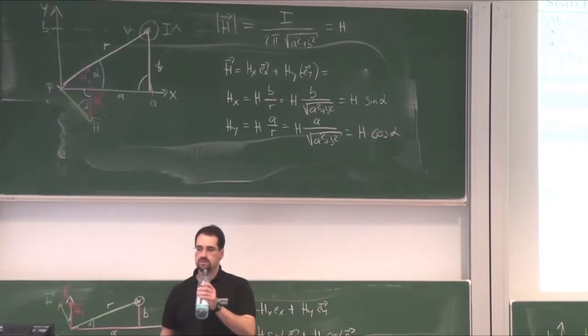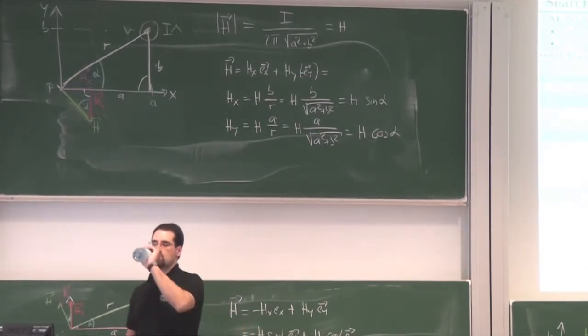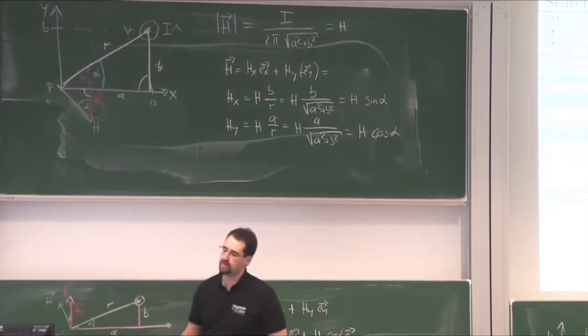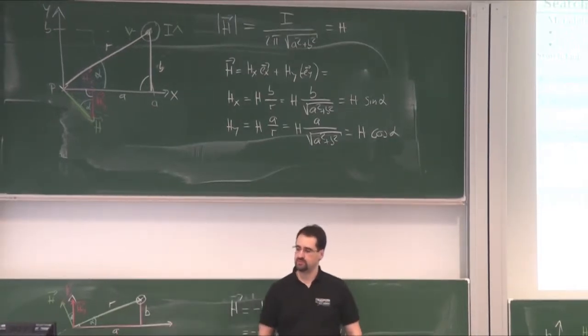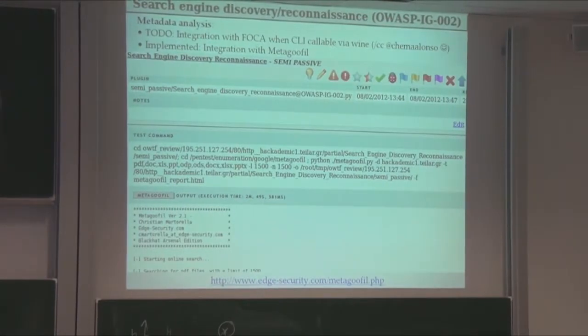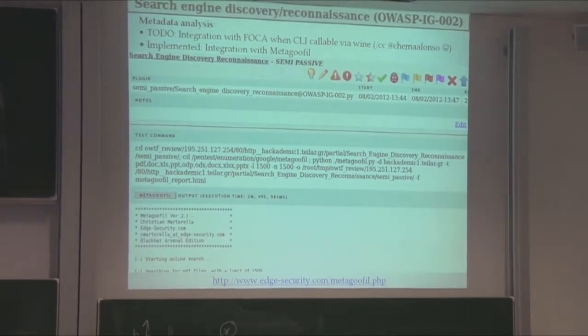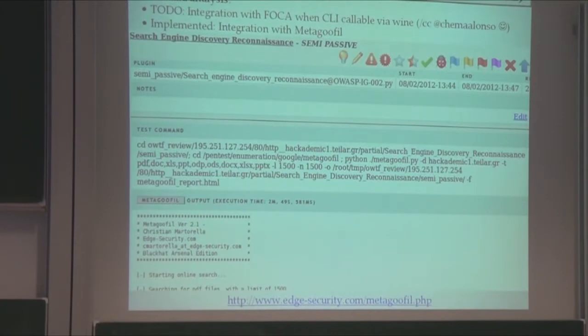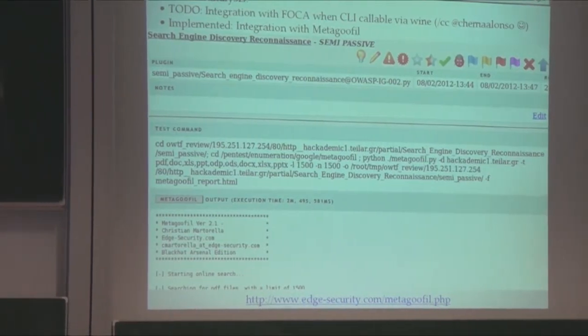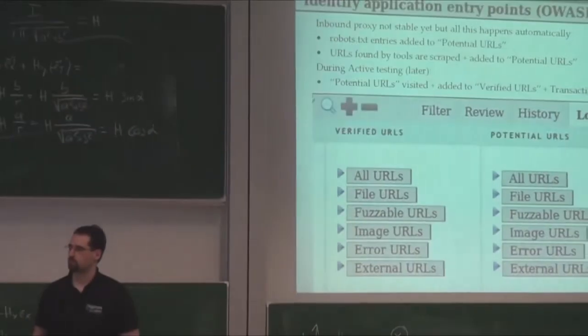And another thing we can do is analyzing metadata. So FOCA is not callable through the command line yet, but at the moment what we're interfacing with is Metagoofil. So this will look through search engines, try to download all documents, extract all the metadata from the documents and correlate it. Try to find, you know, in metadata sometimes there's things like usernames, printers, internal locations, internal operating systems from the customer environment and all this that can be useful.